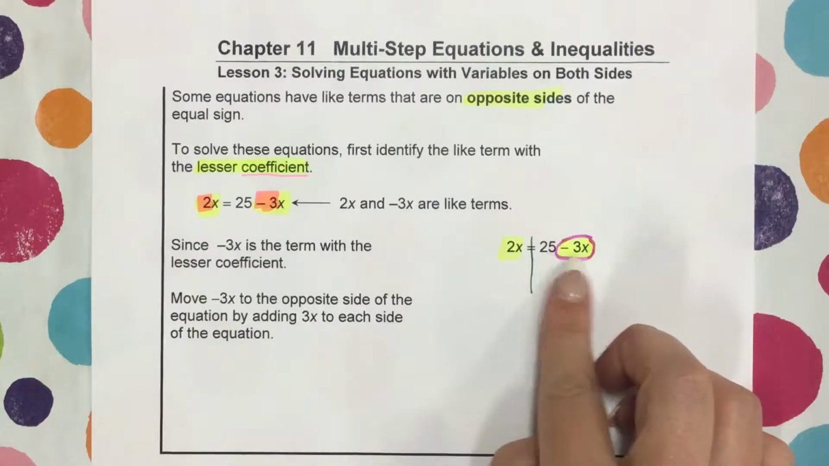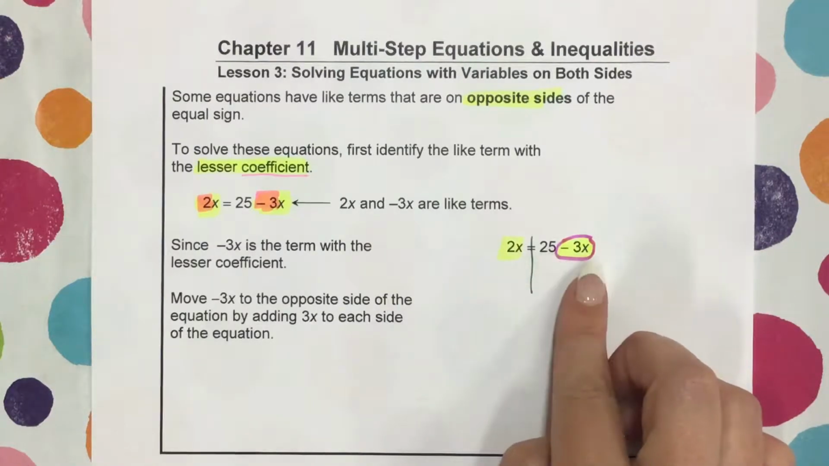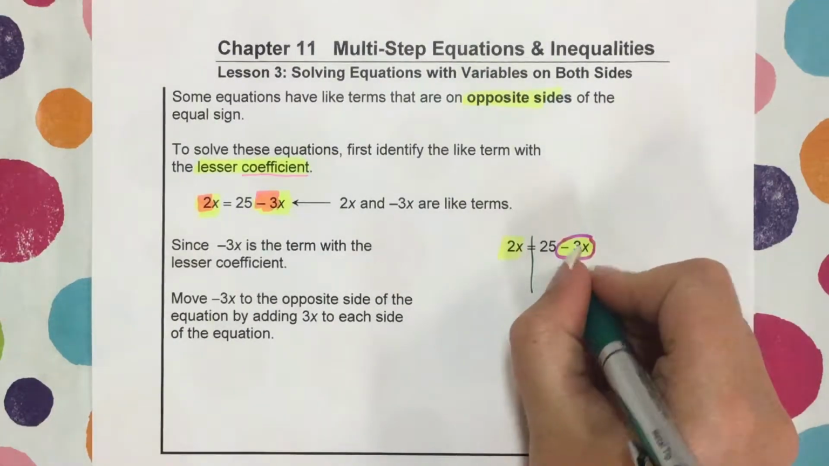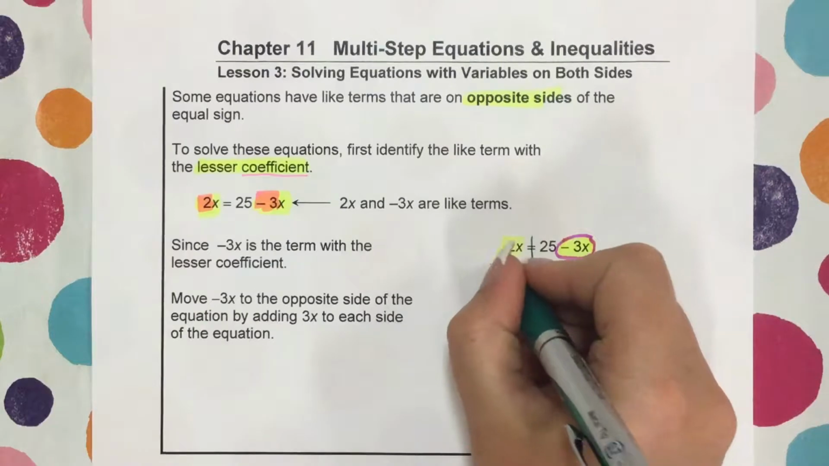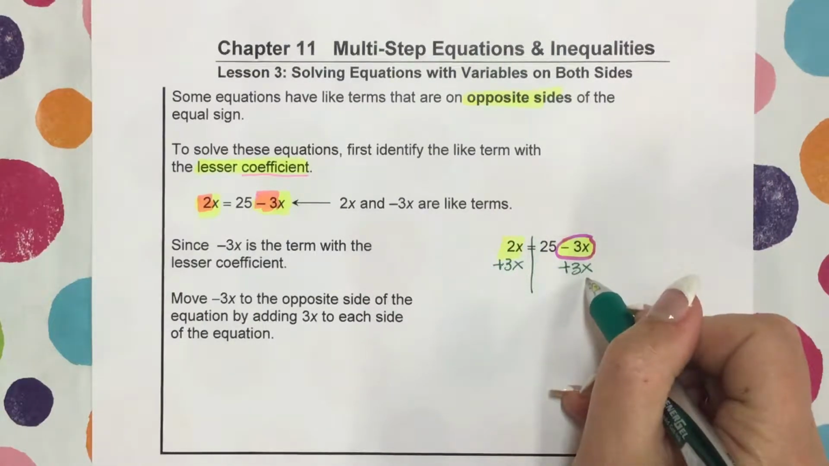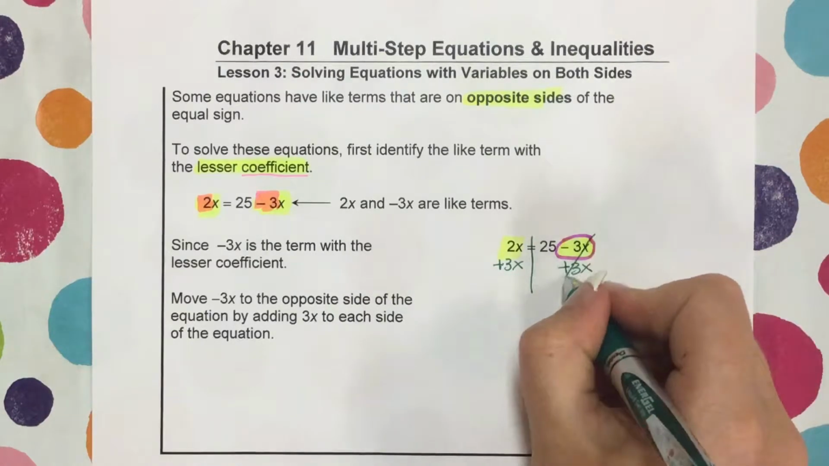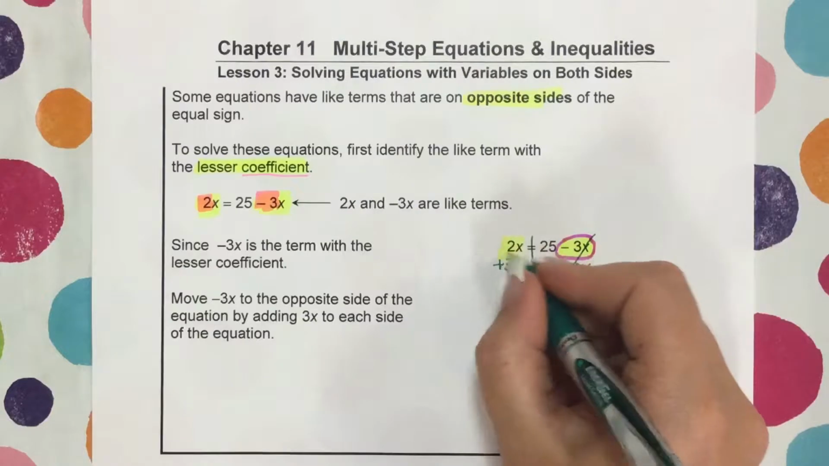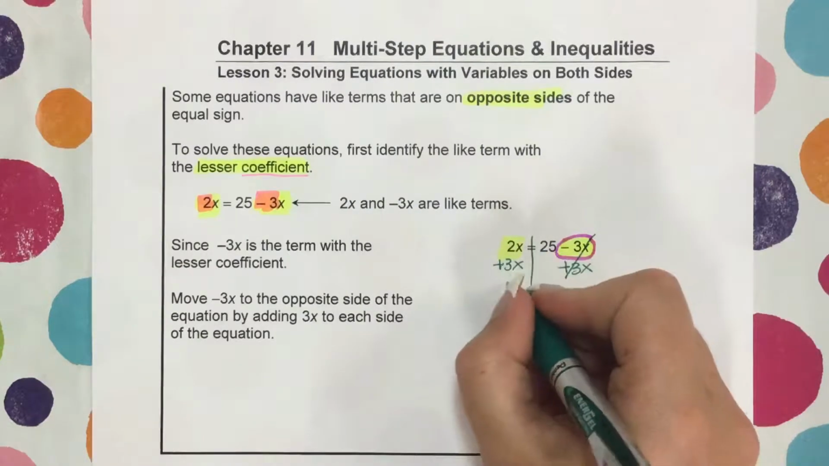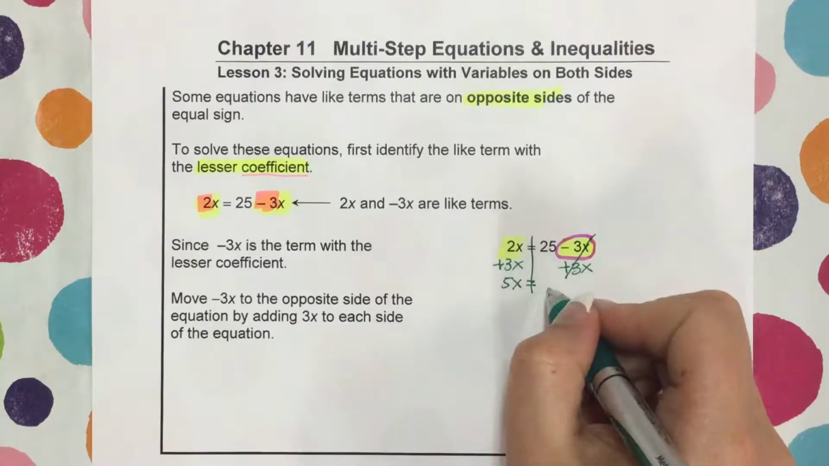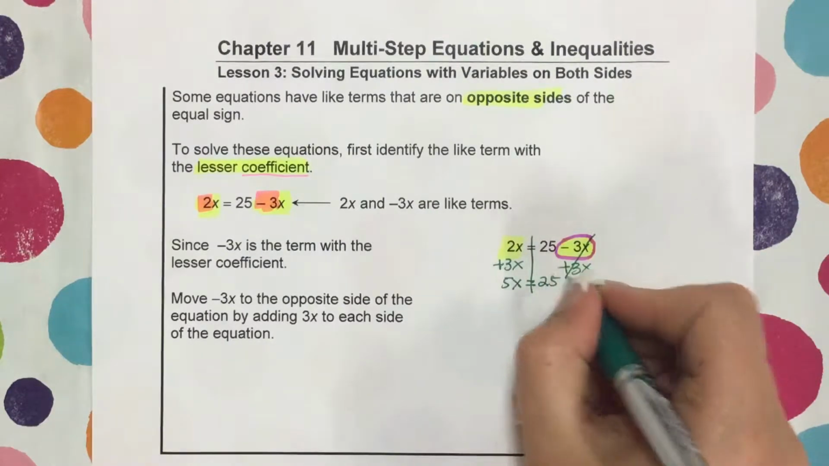So what would be the inverse operation of subtracting 3x or negative 3x? Well, the inverse operation would be to add 3x to both sides of the equation. Well, what happens with this negative 3x and that positive 3x? They cancel each other out, and then we combine like terms. Now we have 2x plus 3x. 2x plus 3x is 5x equals 25. We bring down that 25.